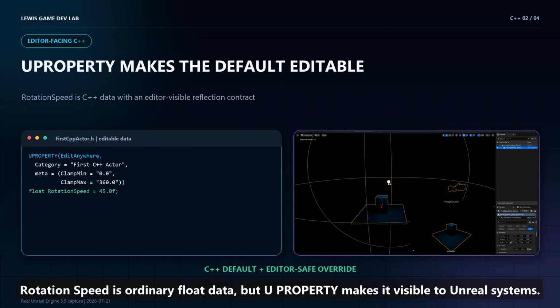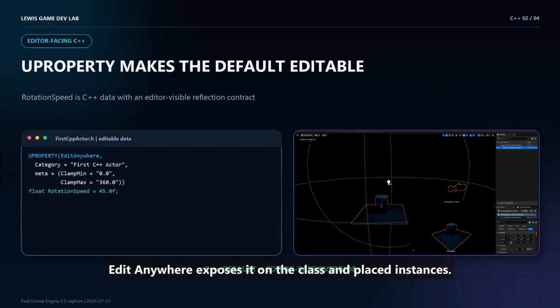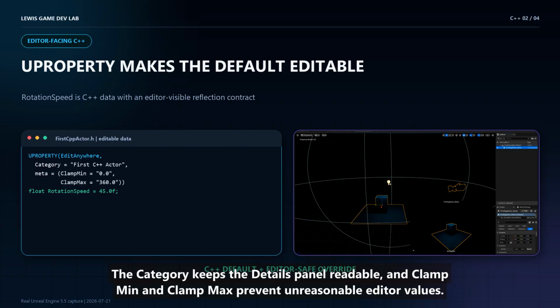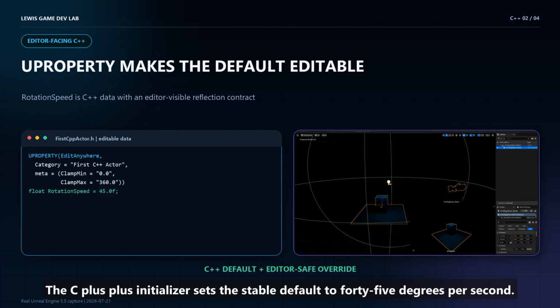Rotation speed is ordinary float data, but UPROPERTY makes it visible to Unreal systems. EditAnywhere exposes it on the class and placed instances. The category keeps the details panel readable, and ClampMin and ClampMax prevent unreasonable editor values. The C++ initializer sets the stable default to 45 degrees per second.